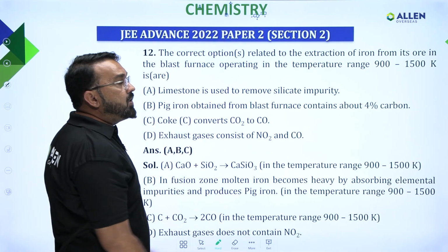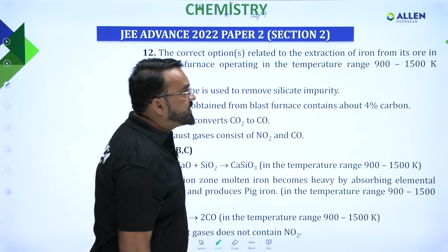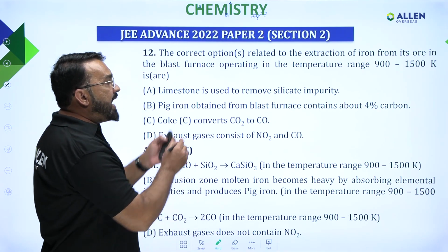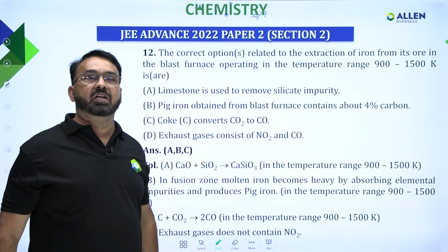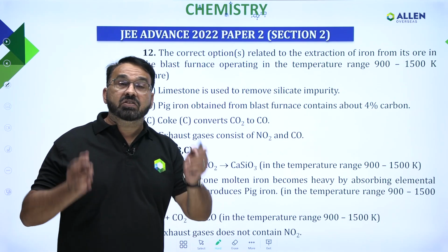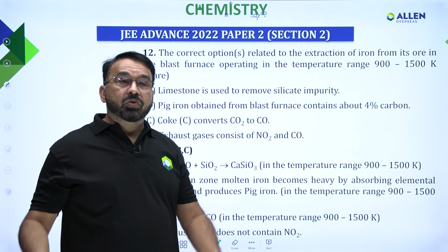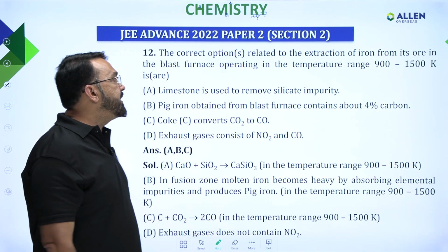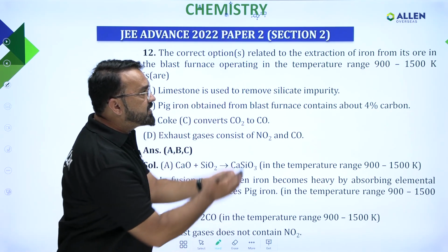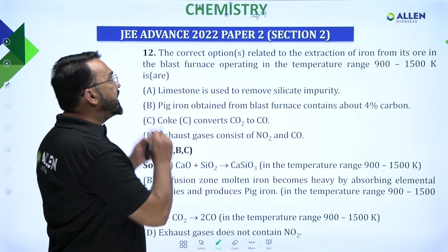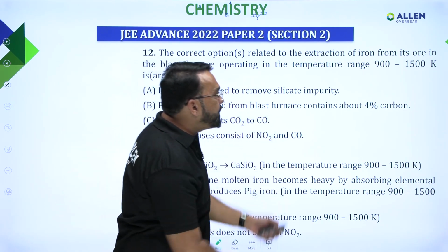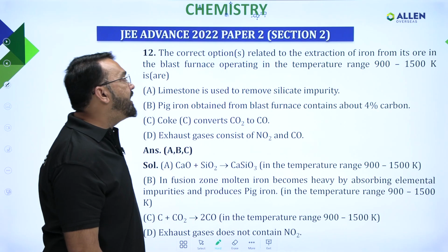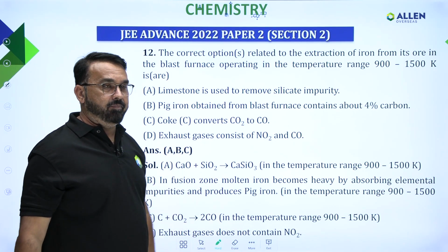The correct option or options related to the extraction of iron from its ore in the blast furnace. A very simple question, students. Yes, you are studying blast furnace from class 10th. And you should know what reactions are taking place in the blast furnace at different temperature conditions. So the correct options related to the extraction of iron from its ore in the blast furnace operating in the temperature range of 900 to 1500 Kelvin are.